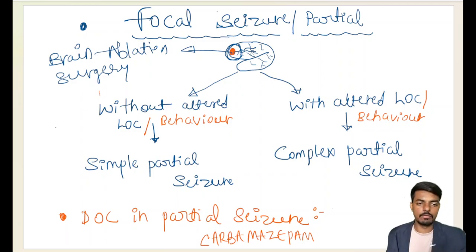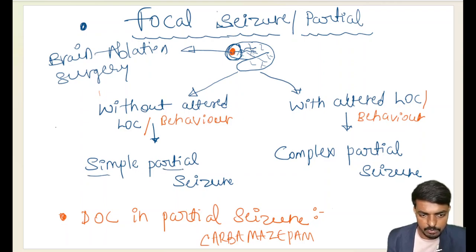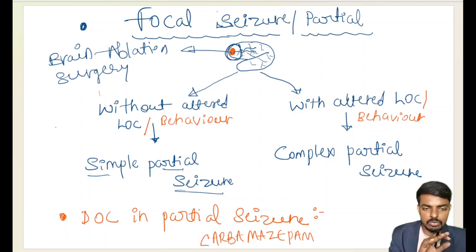Okay, so let me move to the focal seizure types. We have two types of focal seizure. Abnormal electrical activities are being released in the brain, but the patient's level of consciousness is not altered, meaning the level of consciousness is normal. That is what we call simple partial seizure. The patient's level of consciousness will be normal and there is no alteration in the behavior of the patient; there are only abnormal electrical activities present inside the brain. That is what we call simple partial seizure.